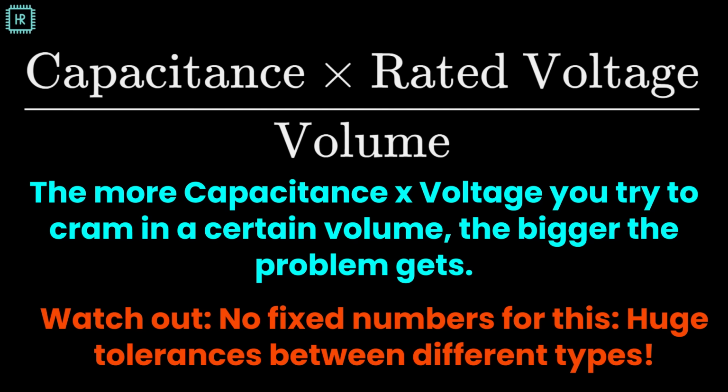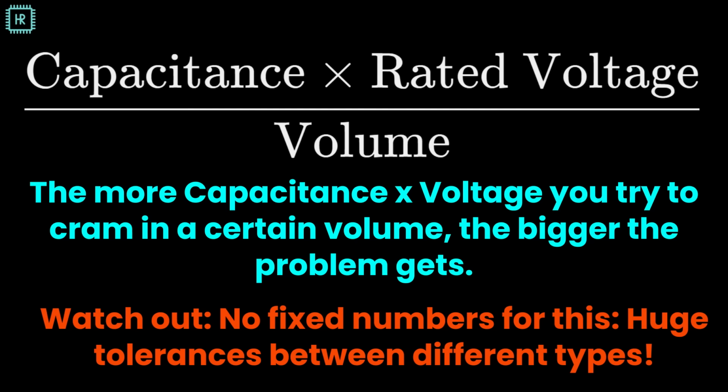Basically, the more capacitance times rated voltage you try to cram into a certain volume, the bigger the problem gets. It's illustrated with this formula. This formula is just an indication to give you a direction. You can't easily say there is a certain value above which you get a certain derating if you were to plug in actual values. There are huge tolerances on this between different capacitor types and manufacturers.